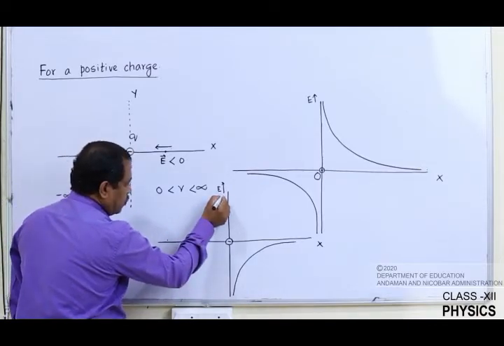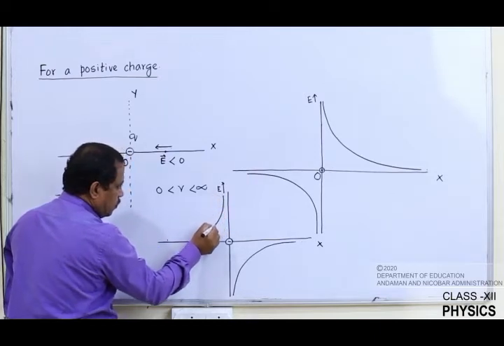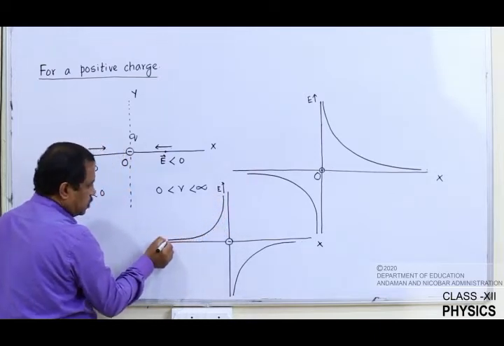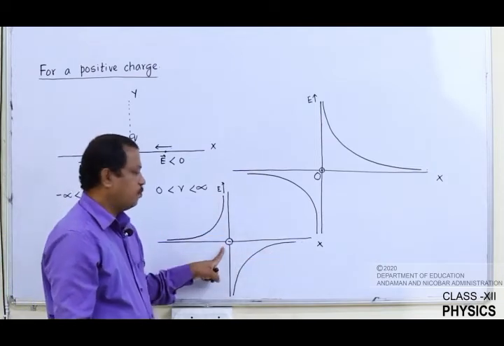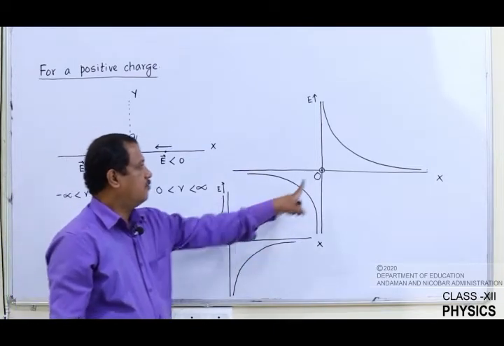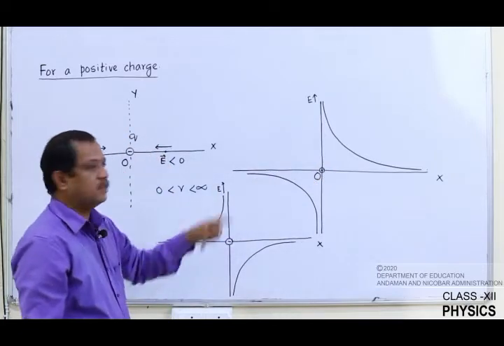So this is how we plot the graph for electric field with respect to distance due to a negative point charge, and for a positive point charge. Please make note of this. This is an important graph.